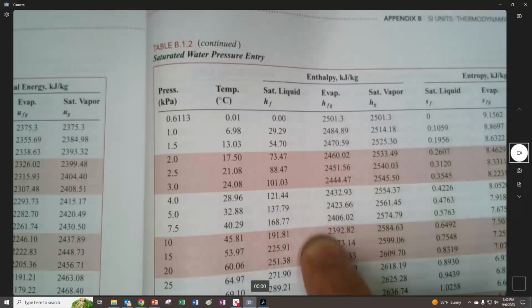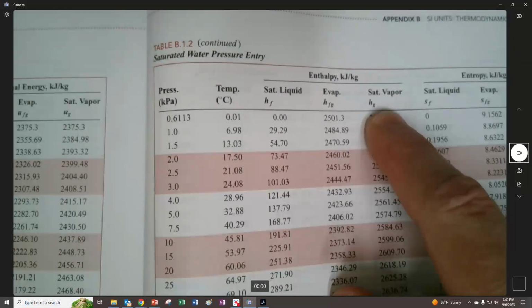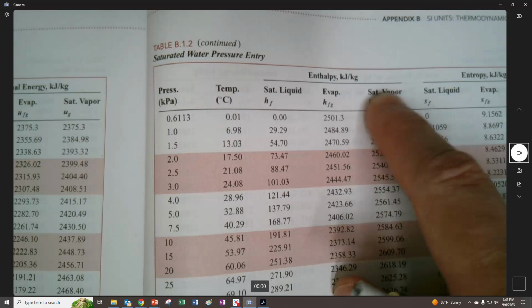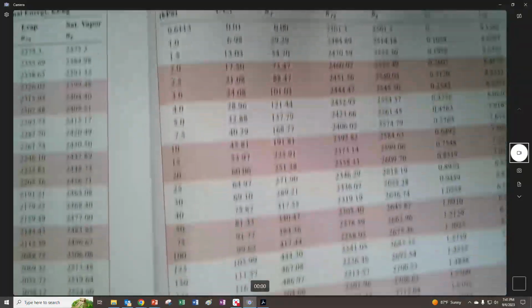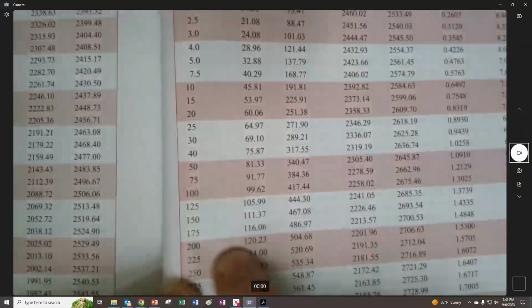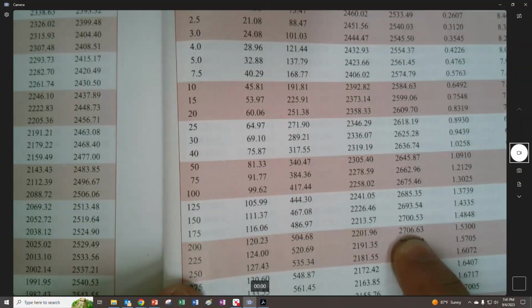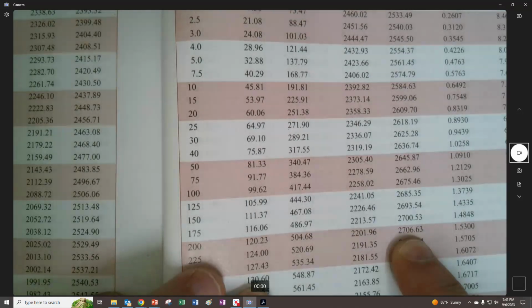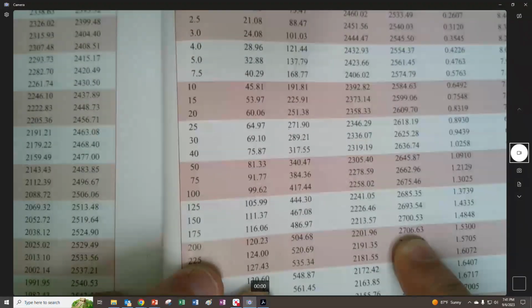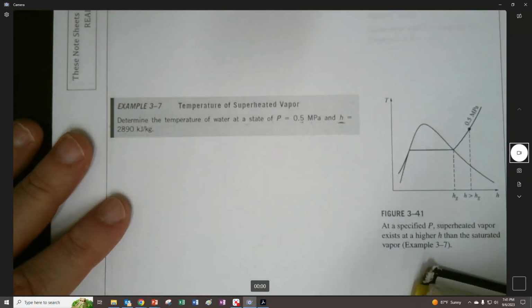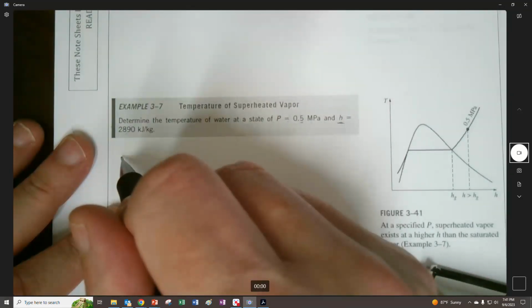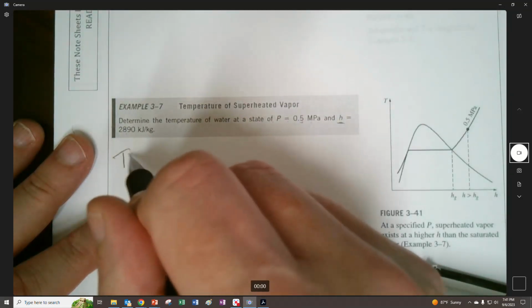So we're going to come all the way down and let's look at the enthalpy in the saturated vapor. If it's higher than this, it's going to be superheated. So here you go, 200, and we have 2,706.6. And what did we say we wanted to have? We had more than that. Therefore, it is going to be superheated, sorry.